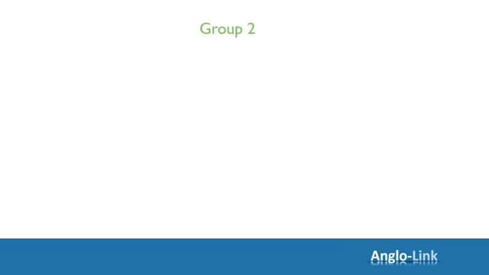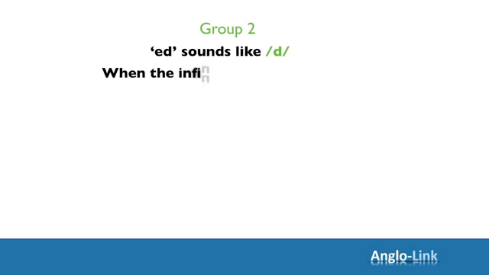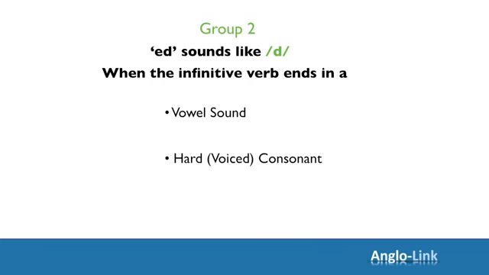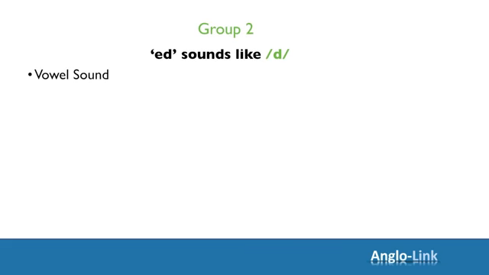Right, let's look at group 2, when ed sounds like d. This happens in two cases. When the infinitive verb ends in a vowel sound or a hard or voiced consonant. Let's look at some examples of vowel sounds. Offer. Remember that in British English, the R at the end is not pronounced. So the last sound is an uh. Offered.